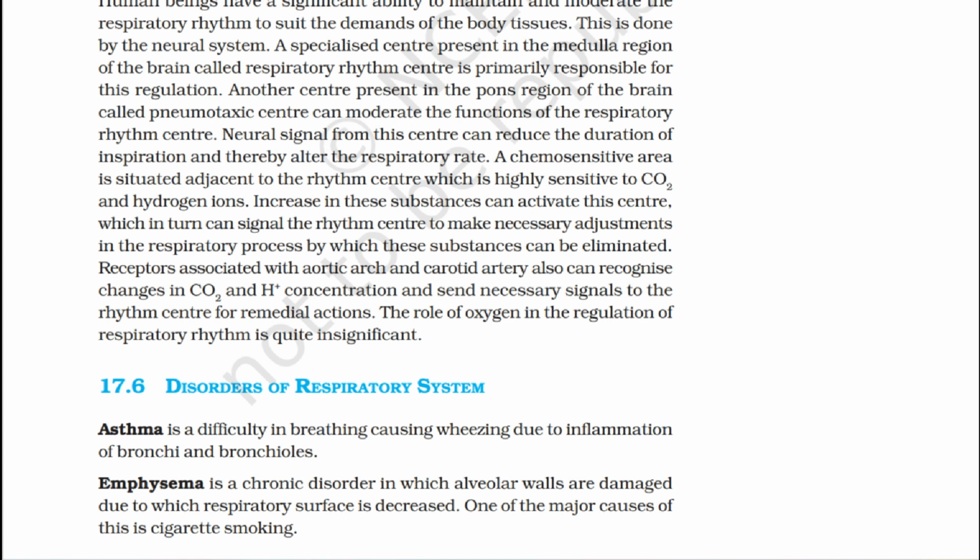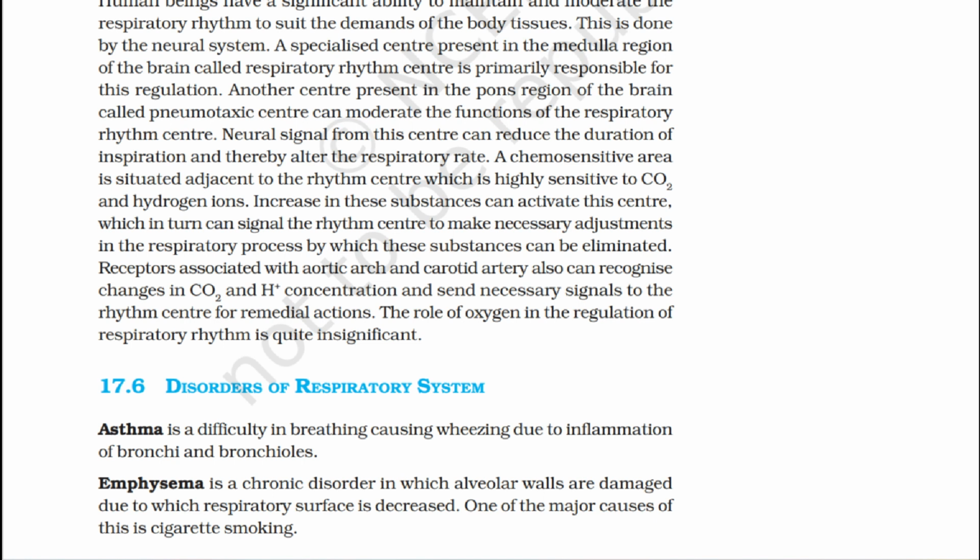A chemosensitive area is situated adjacent to the rhythm center, which is highly sensitive to CO2 and hydrogen ions. Increase in these substances can activate this center, which in turn can signal the rhythm center to make necessary adjustments in the respiratory process by which these substances can be eliminated. Receptors associated with aortic arch and carotid artery also can recognize changes in CO2 and H+ concentration and send necessary signals to the rhythm center for remedial actions. The role of oxygen in the regulation of respiratory rhythm is quite insignificant.